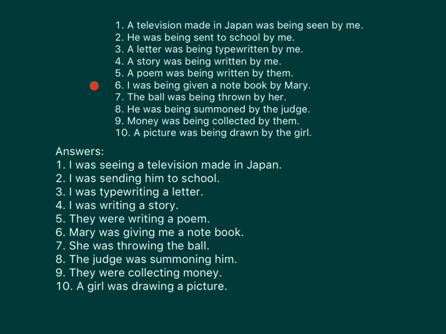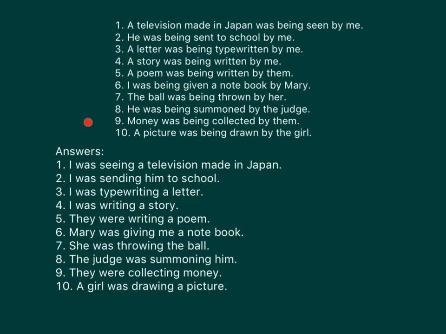Number 6, I was being given a notebook by Mary. Active voice. Mary was giving me a notebook. Number 7, the ball was being thrown by her. Active voice. She was throwing the ball. Number 8, he was being summoned by the judge. Active voice. The judge was summoning him.